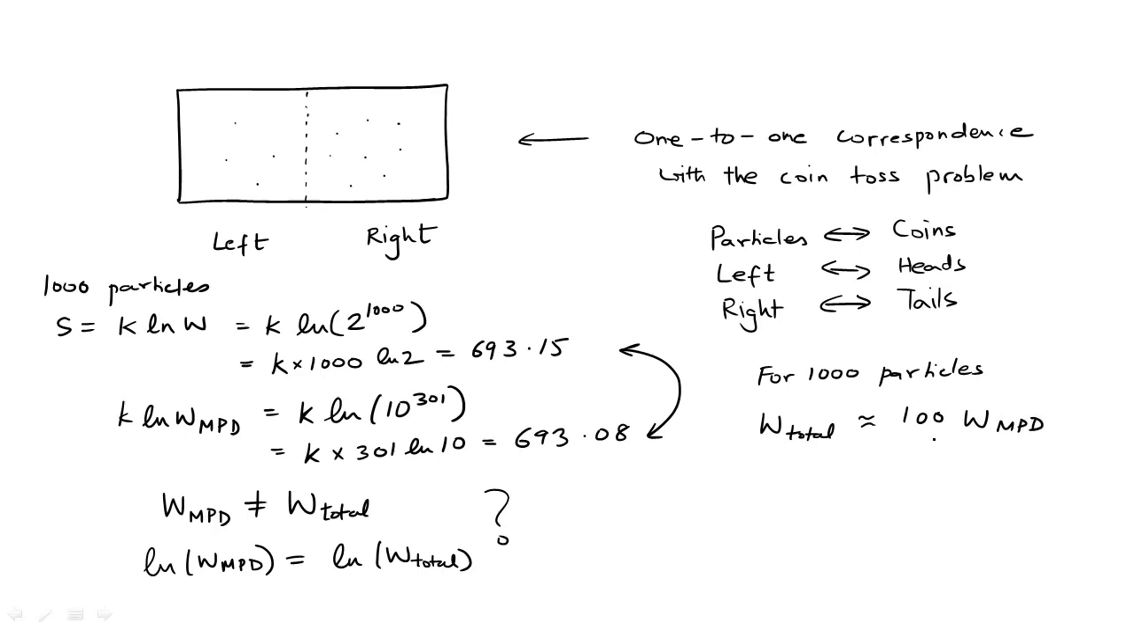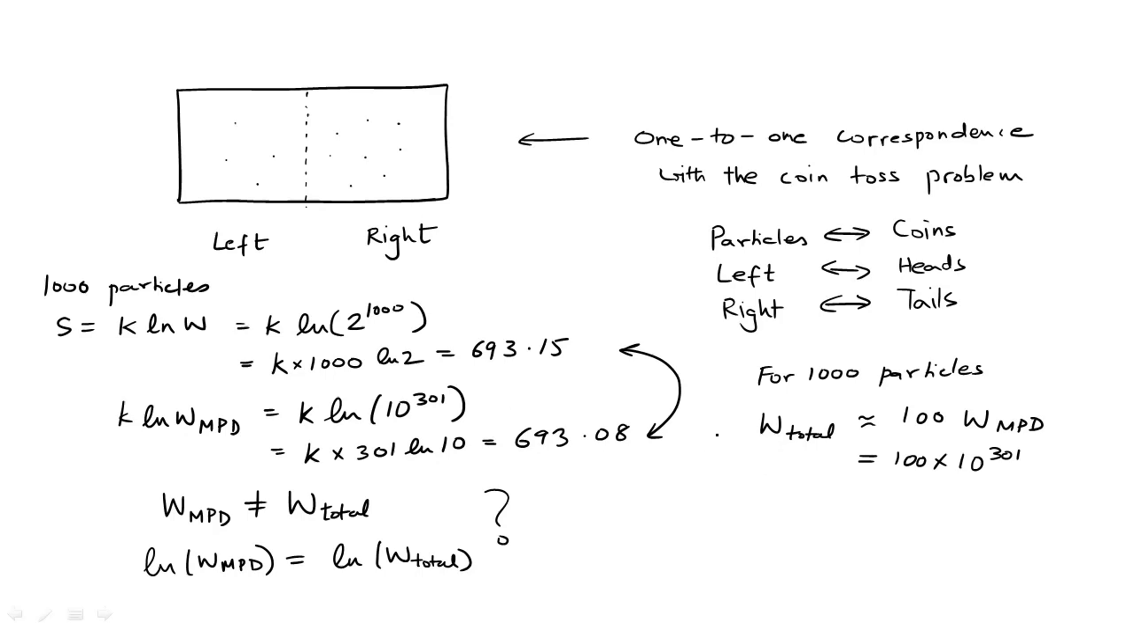I think you will agree that this is at most what the total number of ways can be. So then the total number of ways is 100 times 10 to the power of 301. Clearly, nobody will say that the number of ways in the most probable distribution is equal to the total number of ways.